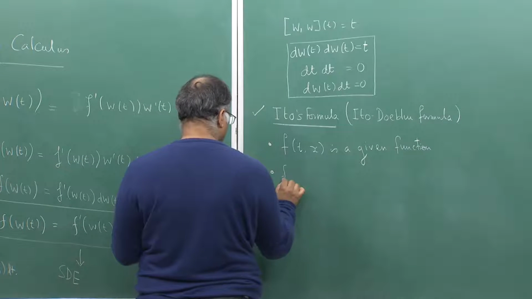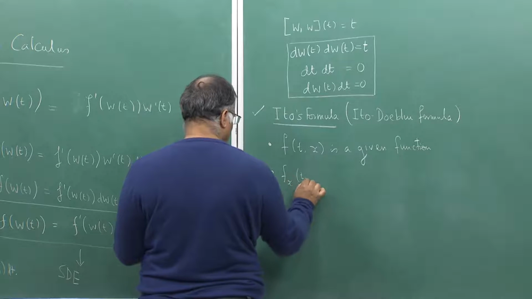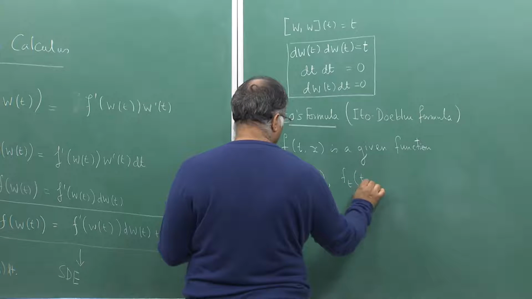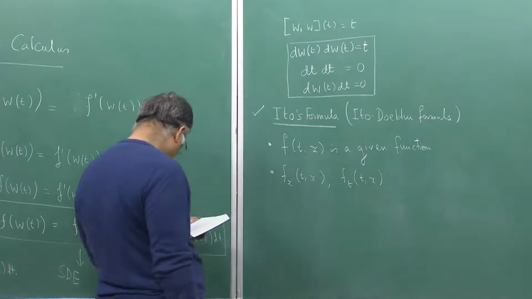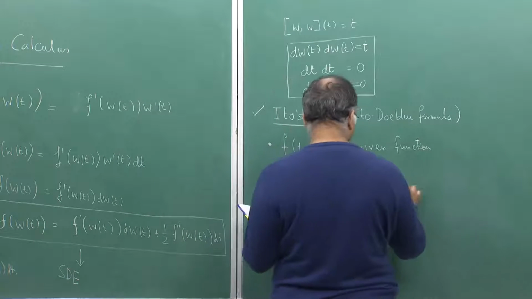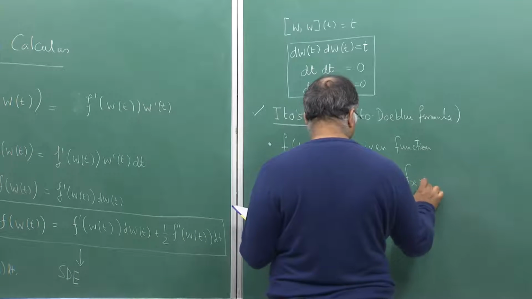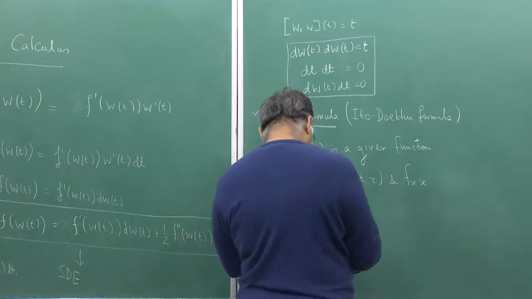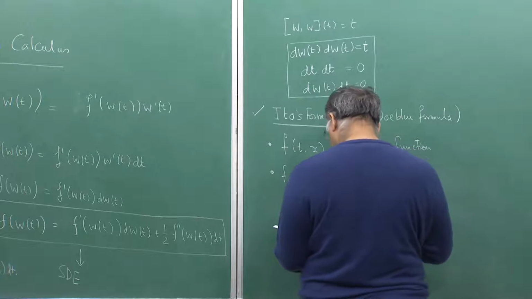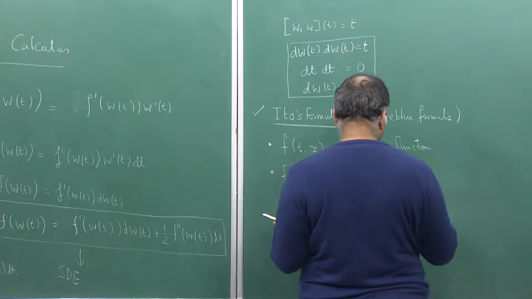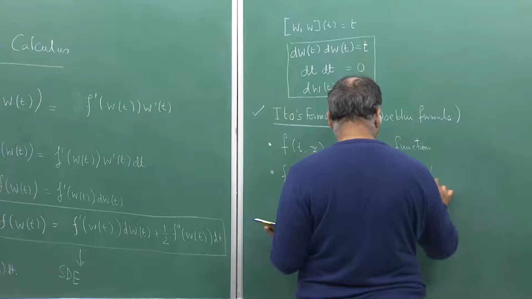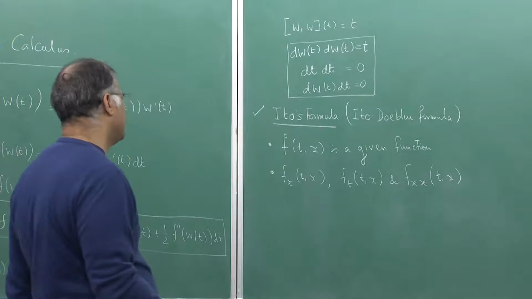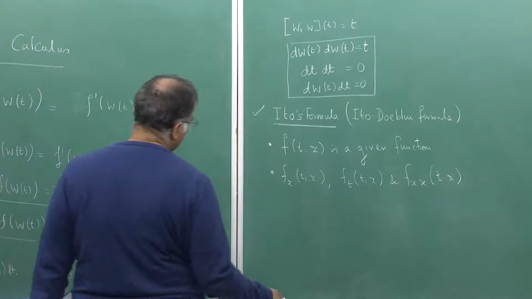Then f_x(t,x), that is the partial derivative with respect to x, f_t(t,x), that is the partial derivative with respect to t, and everything else, the partial derivative with respect to xx, the second order partial derivative, these exist and are continuous. Now, exist means exist finitely.